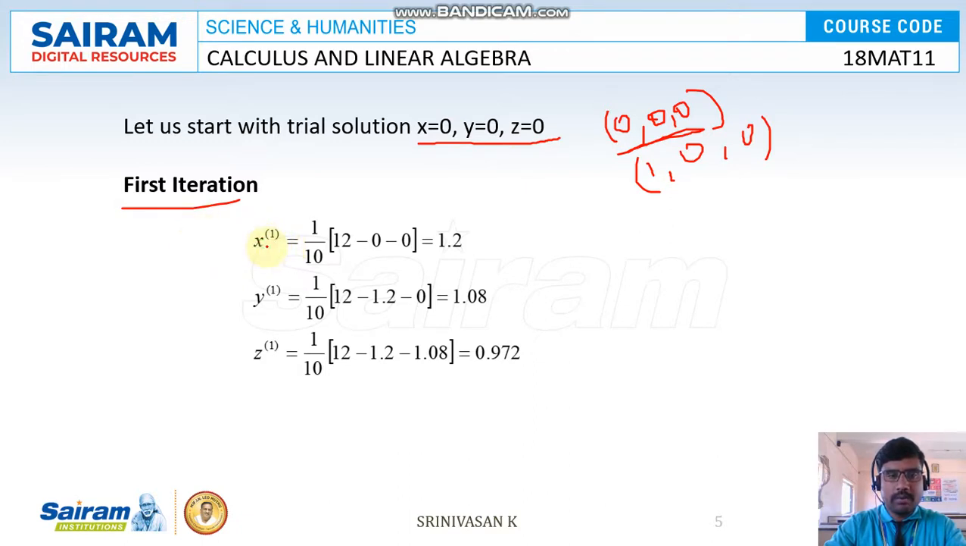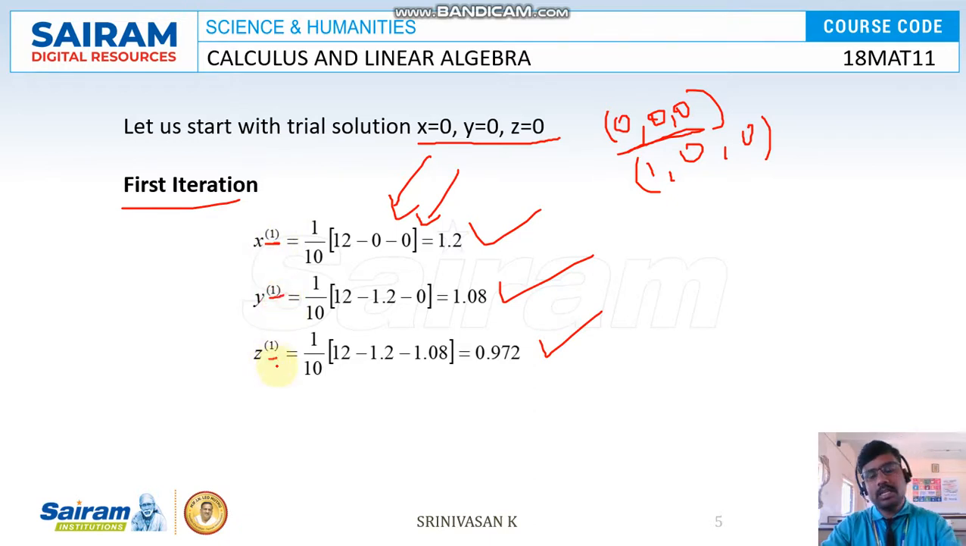Then substitute to get x power 1, which means the first iteration. We substitute the x value, y value and z value in the equations. Using the calculator, we get 1.1, 1.08 and 0.972. So this is the first iteration, which I denoted by 1. Next, the second iteration.